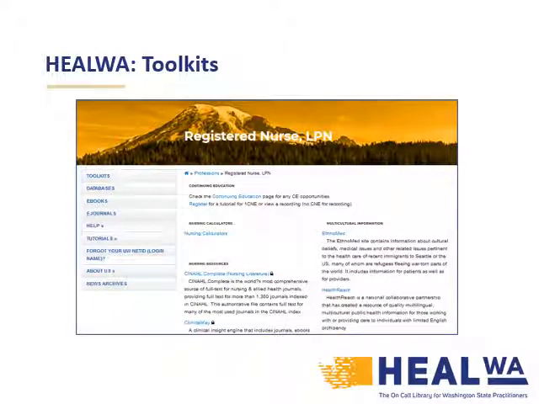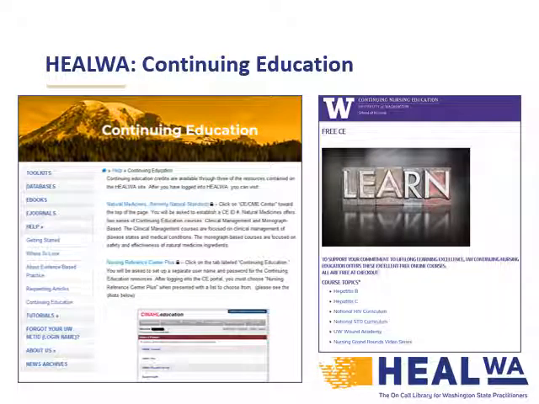Here we can see some of the contents of the Registered Nurse Toolkit. Users can access databases, ebooks, e-journals, and continuing education resources. HSL offers resources for continuing education requirements. For example, one of the CE resources for registered nurses gives you access to free online CE courses offered by the UW.